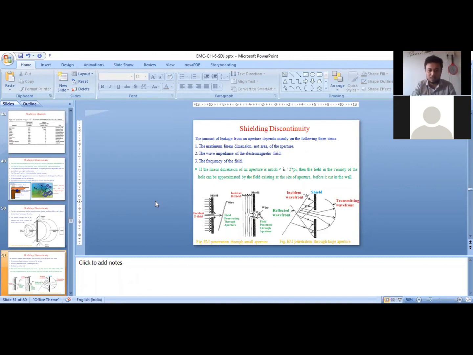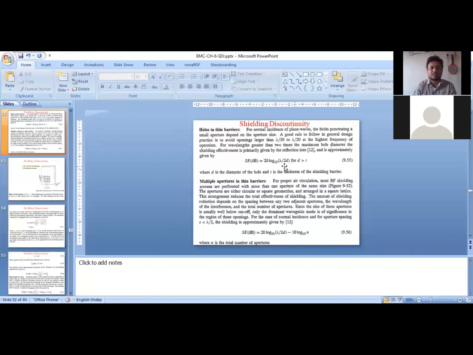So if the linear dimension of the aperture, whether it is a square hole or a circular hole, is comparable to the wavelength, then that perforated hole itself can act as a good antenna, and that will radiate a lot of energy towards the receiver, and that may damage the receiver. The shielding effectiveness of such a system is given by 20 log of lambda by 2d, where d is nothing but the diameter of the hole and t is nothing but the thickness of the shield.